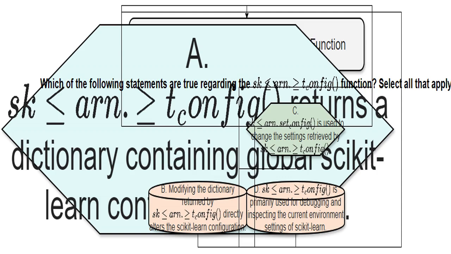So, this statement claims that _get_config returns a dictionary, a way of organizing data in key-value pairs. This is true. The dictionary contains the global settings of scikit-learn. Think of a dictionary as a cookbook. Each key is a recipe name, the setting, and the value is the recipe, the setting's value.